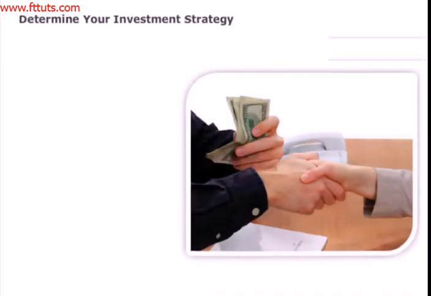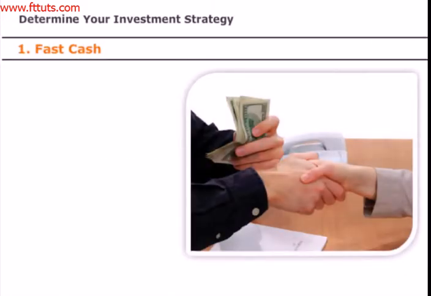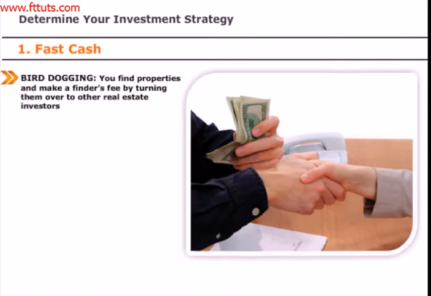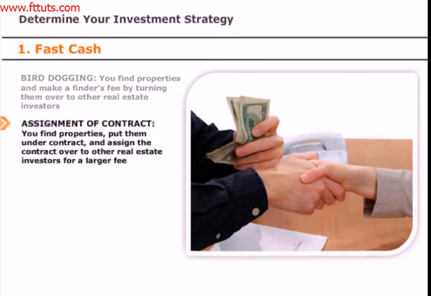The fast cash investment strategy entails making a smaller amount of money from a real estate transaction very quickly. You can use any of several techniques to do this. In the bird dogging technique, you find properties and collect a finder's fee by turning them over to other real estate investors. With assignment of contract, you find properties, put them under contract, and then assign the contract over to other real estate investors for a larger fee.